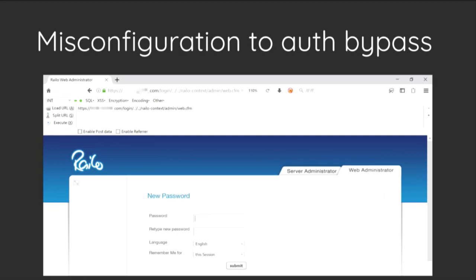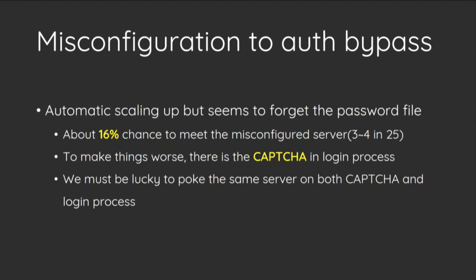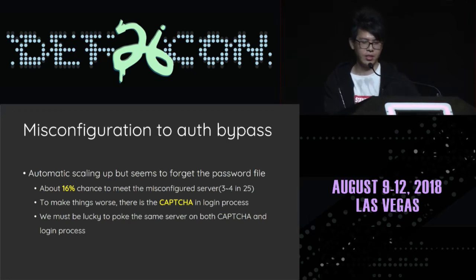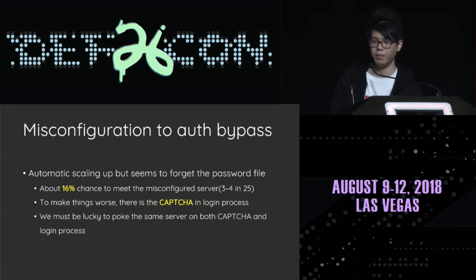So what's wrong with it? With a little bit of investigation, I think I found the root cause. When there is a large number of requests, the website will use the cloud to scale up automatically. But while scaling up, it seems to forget to pull the password file. So this is the root cause that invites you to enter a new password. However, not all instances are vulnerable. It seems to be only 3 to 4 misconfigurations, so we have about 16% probability to see the new password page.